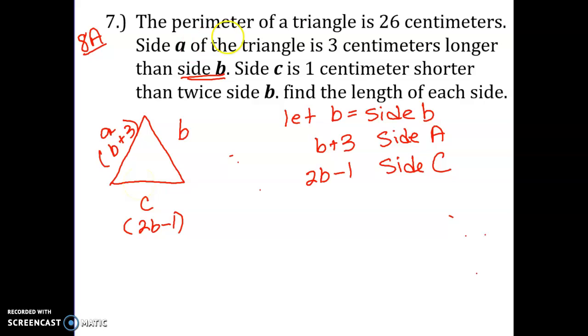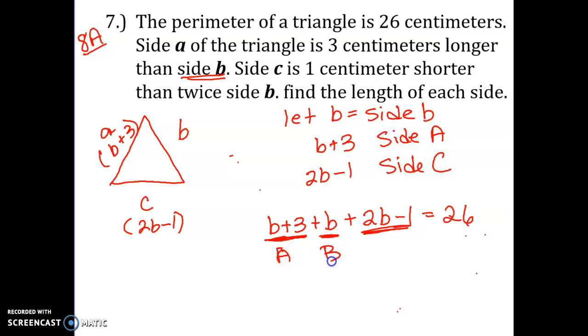So to get the perimeter, we're just going to add them all up. So side A is B plus 3, and side B is just B, and side C is actually 2B minus 1. The perimeter is going to be equal to 26. So that would be our equation right there. Okay, again, this is side B right here. This would be side A rather, B plus 3. This would be side B, and then 2B minus 1 would be side C. So let's just write that down. So we have our A, our B, and our C.